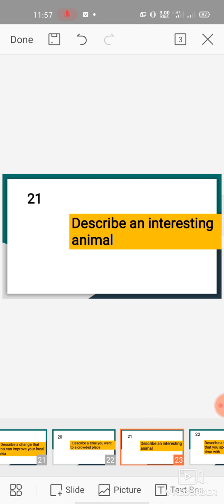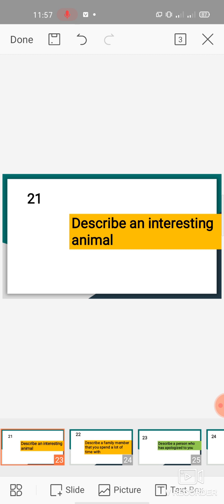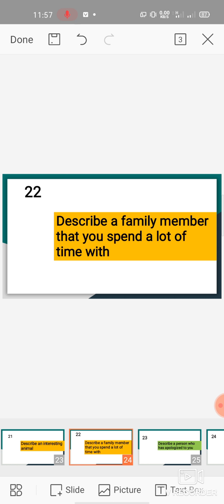21 is, describe an interesting animal. You can describe an interesting animal. An interesting animal can be any one, like a dog, a cat, a parrot that can talk, that can understand your language. Describe a family member that you spend a lot of time with.